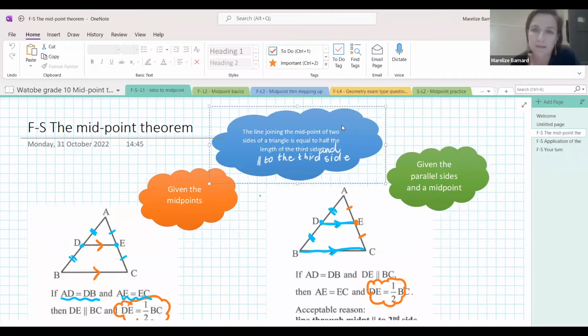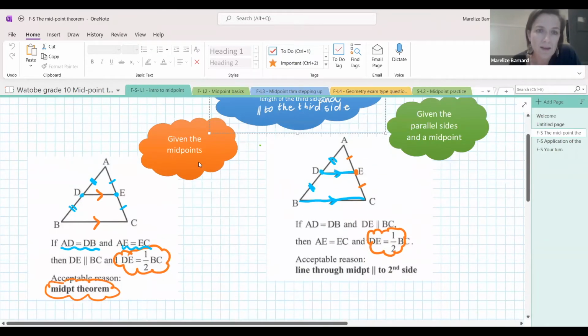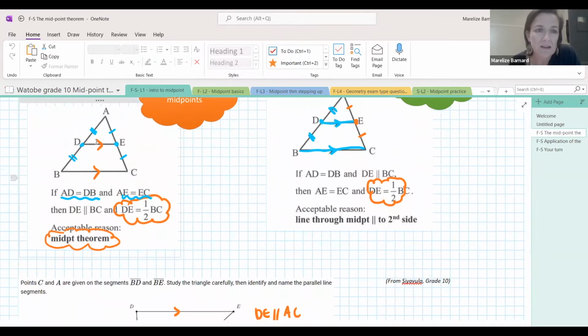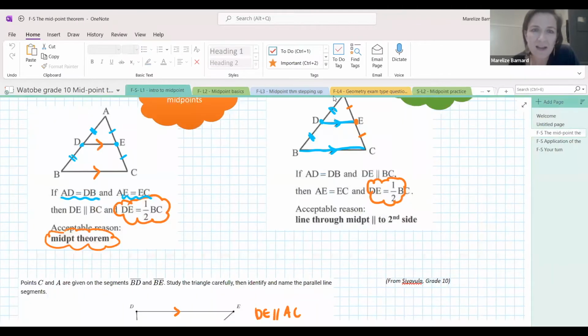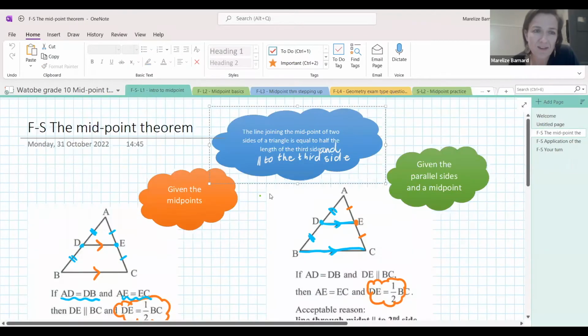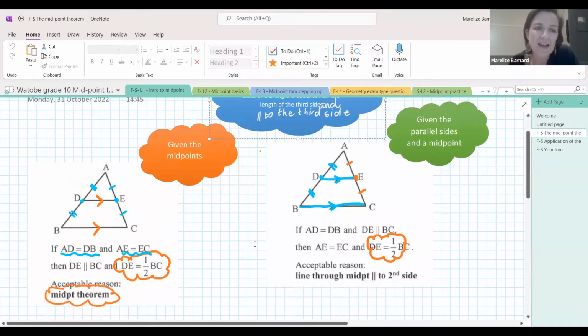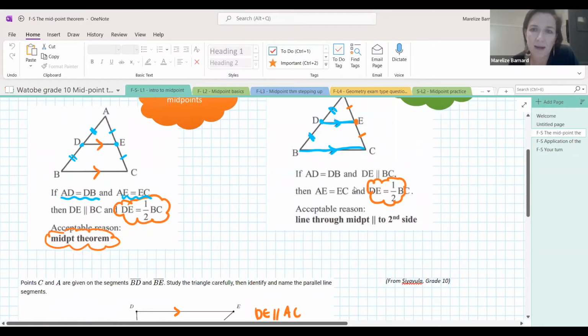And then the two reasons: if you are given the midpoints, midpoint theorem is the one reason, and line through midpoint parallel to second side, that's your other reason. Okay, put a thumbs up in the chat if you got that right. Thumbs up in the chat if you got your wording right for your midpoint theorem. Nice, Millie and Lashandre. And then your two reasons, midpoint theorem and line through midpoint parallel to second side.